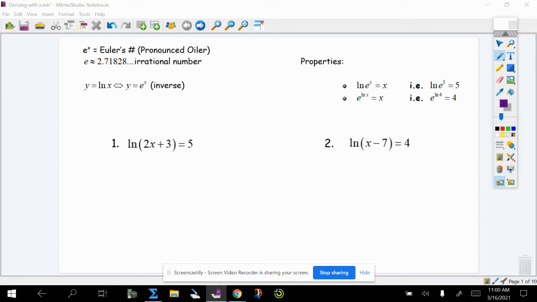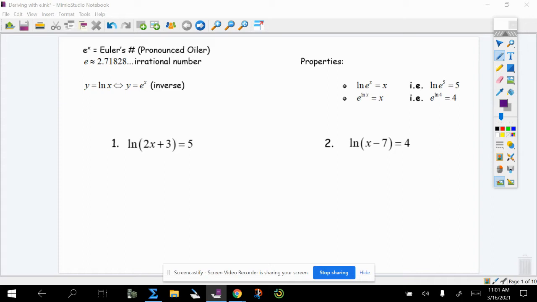What we know about e is that e and natural log are inverses, so they undo each other. So if you look at the properties off to the side, if you take the natural log of e to a power, you just get that power. If you take e to the power of natural log, you just get whatever you're taking the log of. So you get a lot of canceling happening when you work with e's and natural log. For that reason, we use each other's operations to solve equations.